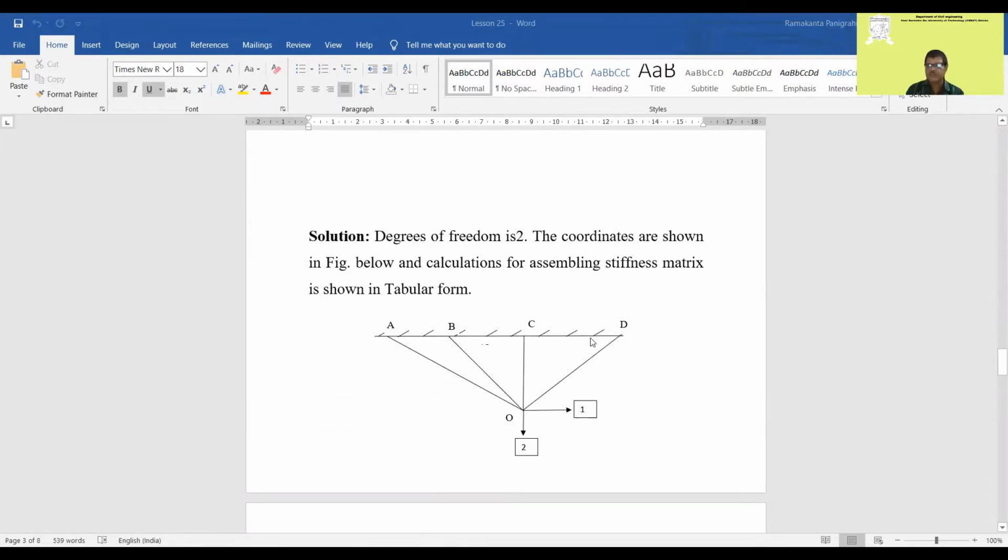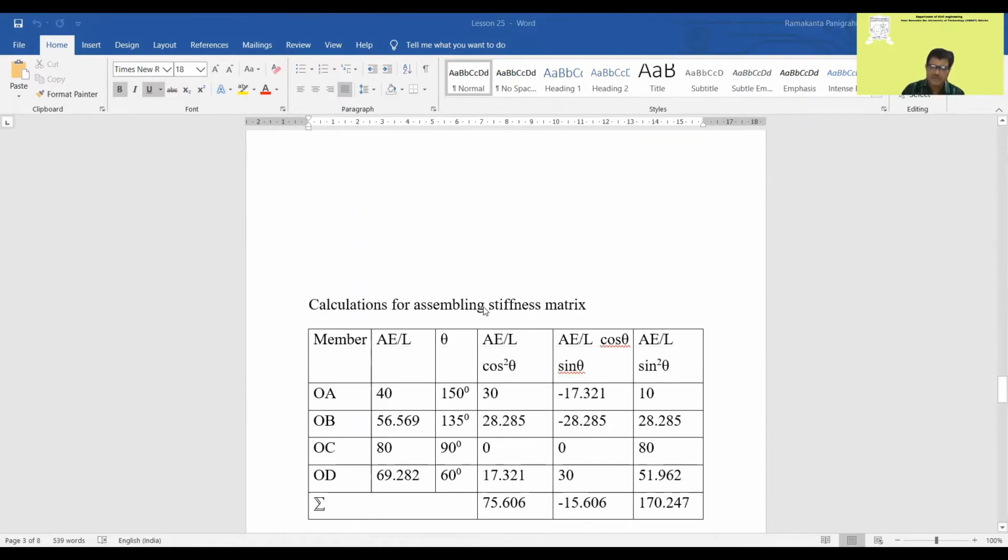Now we have the 2 stiffnesses. We have taken horizontal stiffness as 1, vertical stiffness as 2. Then you apply the unit displacement at 1 and find the force developed at 1 and 2. Similarly, apply unit force at 2 and develop the force at 1 and 2. That is how I will find the stiffness matrix in a tabular form. It has been shown. Now see.